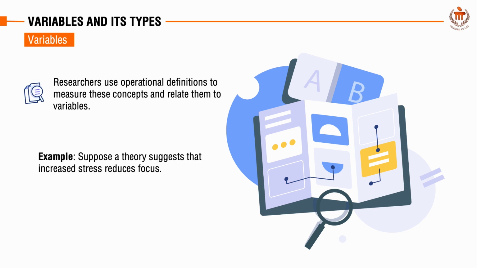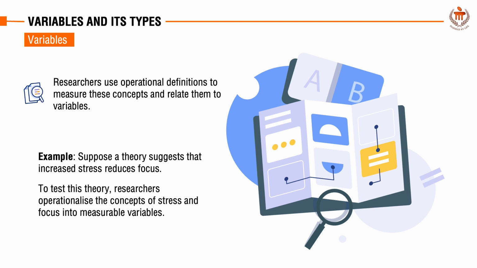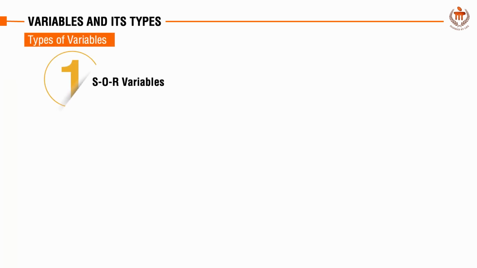For example, consider a theory proposing that higher stress levels reduce focus. To test this idea, researchers translate the abstract concepts of stress and focus into measurable variables. For instance, stress could be quantified using a stress questionnaire, while focus might be evaluated by counting the errors made during a task. These measurements represent the study's variables. The relationship between these variables, stress levels and task performance, is then examined to determine whether the theory is supported or contradicted. Let's look at the S-O-R variables.